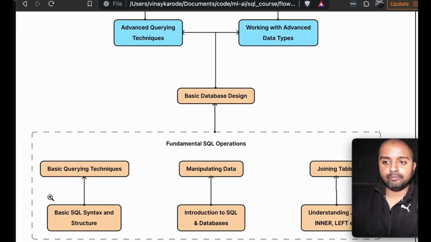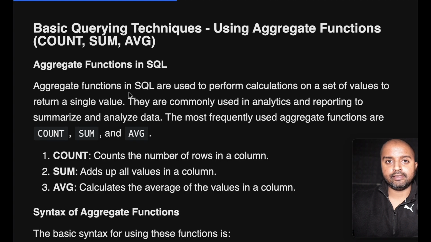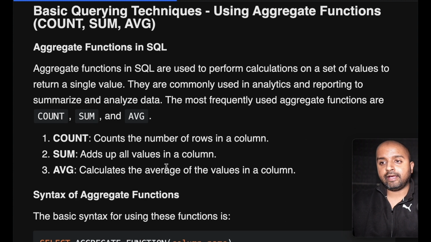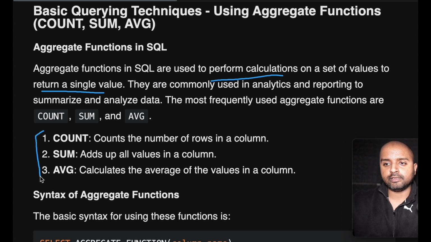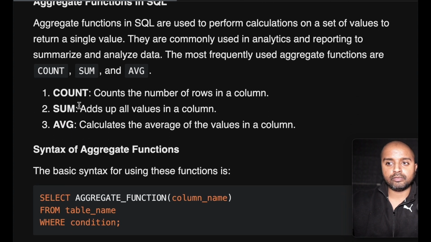Let's start looking at some basic querying techniques, and we are really close to closing off the beginner section. So the first thing that we have in this basic querying techniques section is aggregation. Aggregation really allows us to perform some calculations, and in return we get one single value out of our SQL query. Some of the most common ones are over here. We have the count, the sum, and the average. And as the name implies, those are mathematical functions that give us values.